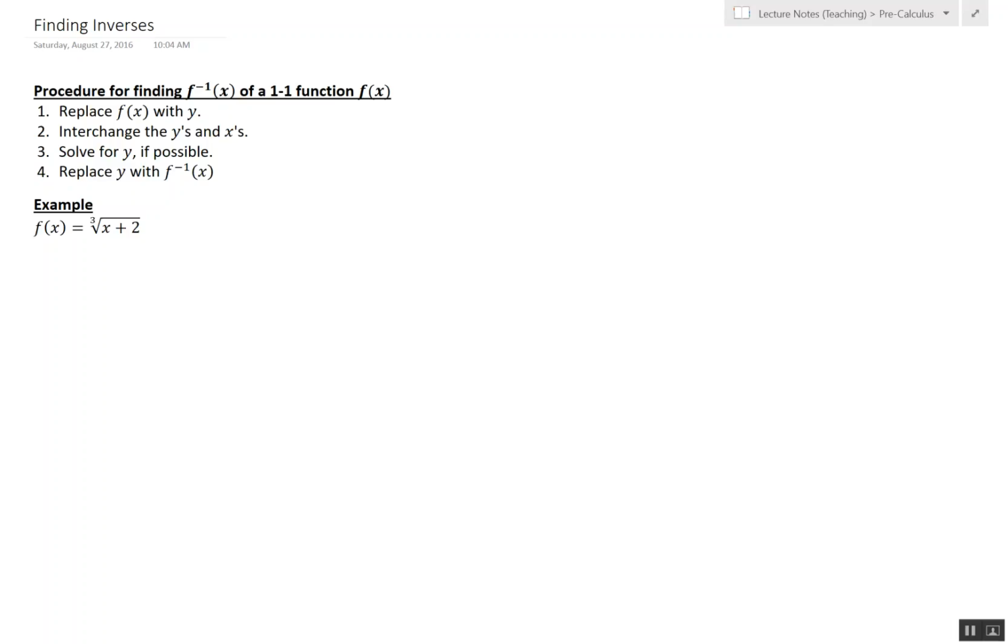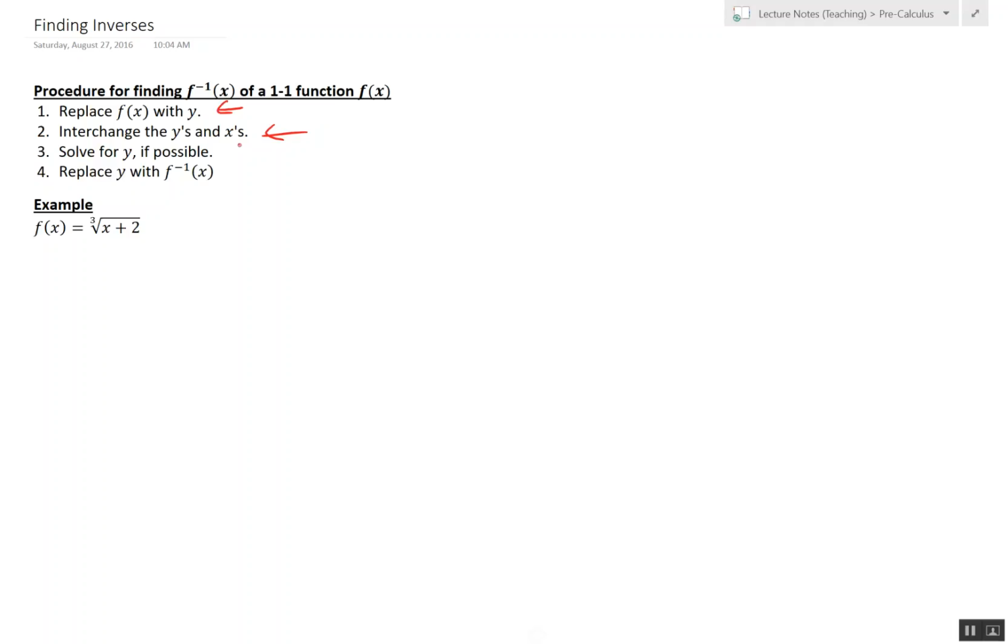You start off by changing f of x and making it into y, and then the next step, which is the equivalent of switching the direction of the arrow, or in the example of ordered pairs, switching the order of the ordered pairs, is we're going to turn all the y's into x's and all the x's into y's.